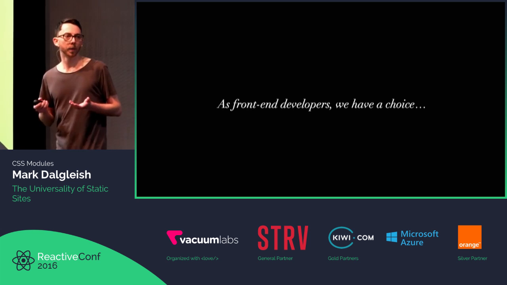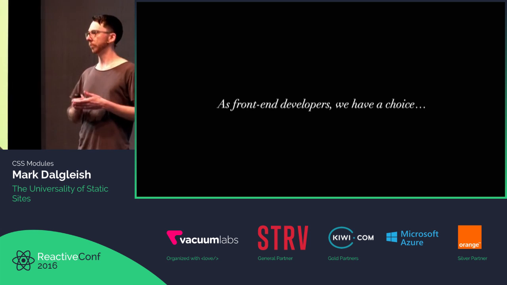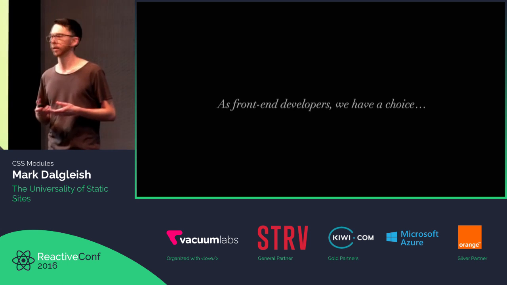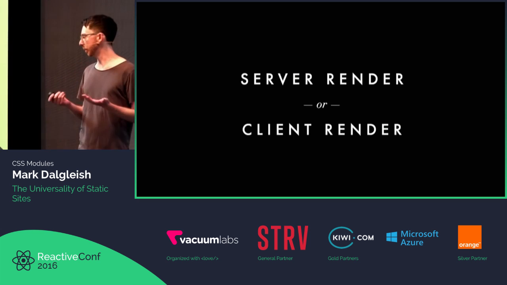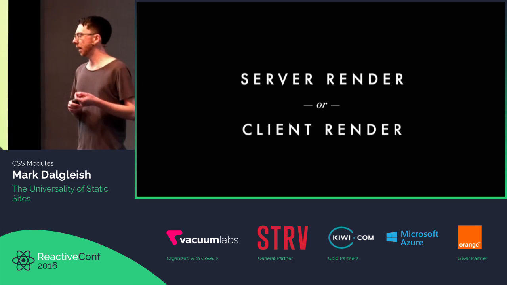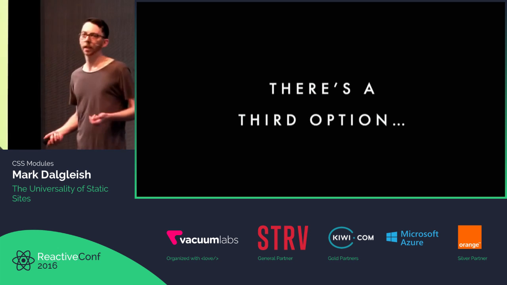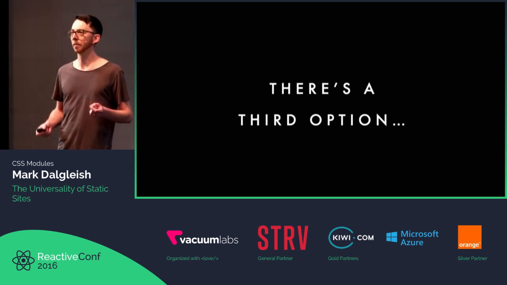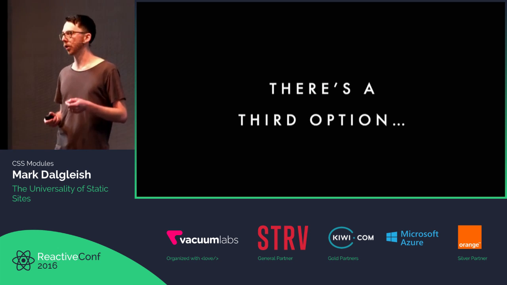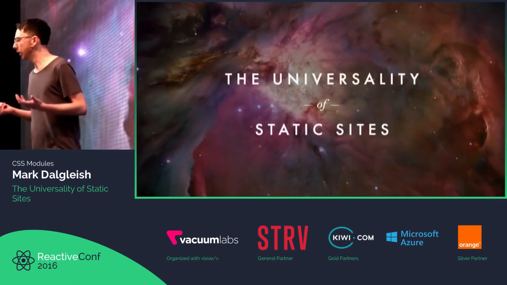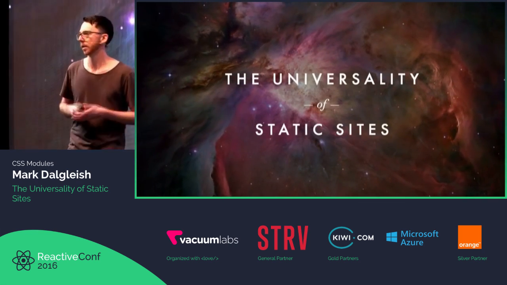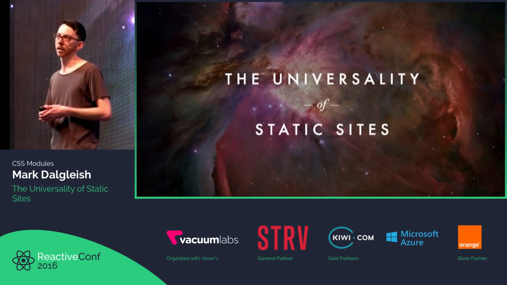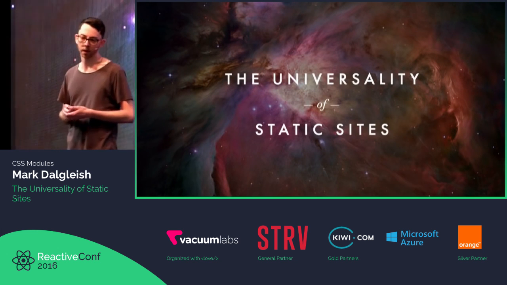So as front-end developers now, thanks to React and the world coming after it, we have a choice. We can either server render or client render, and this is a big decision for a lot of us. But I'm here today to talk to you about what I think is a really important but less well-known third option. And that's the idea of bringing universal rendering to the world of static sites. These two worlds can coexist, and I think the results are really interesting, as you'll see.